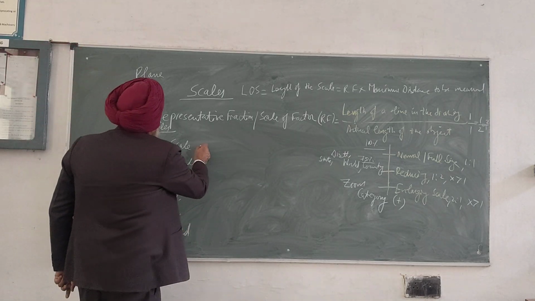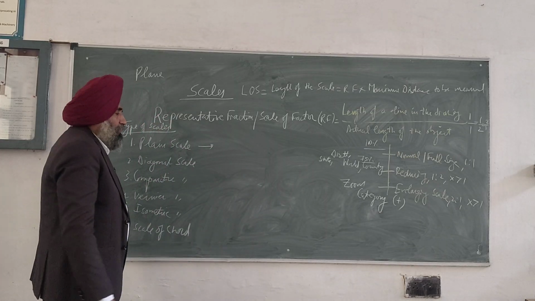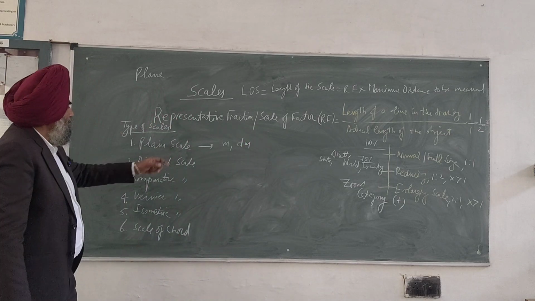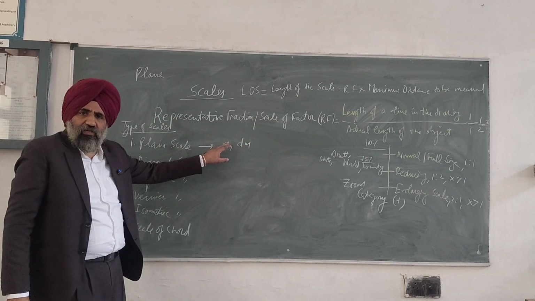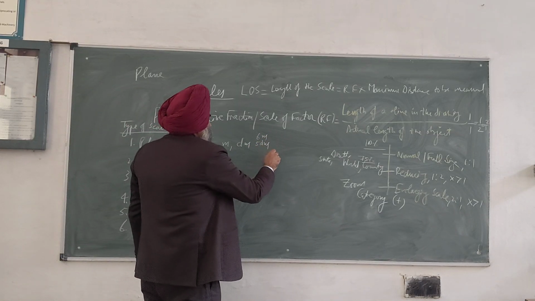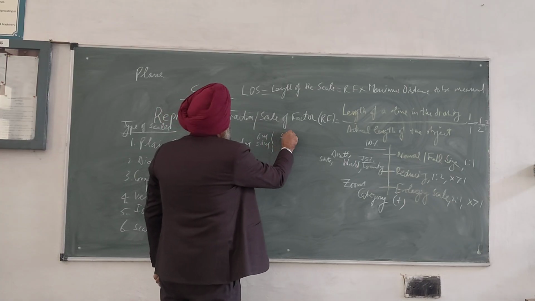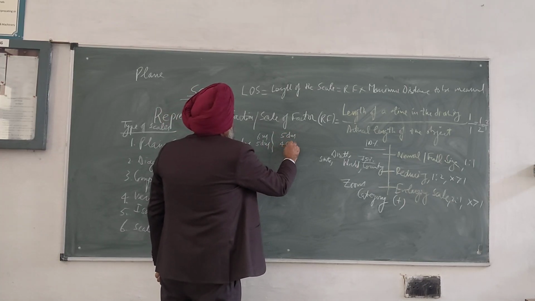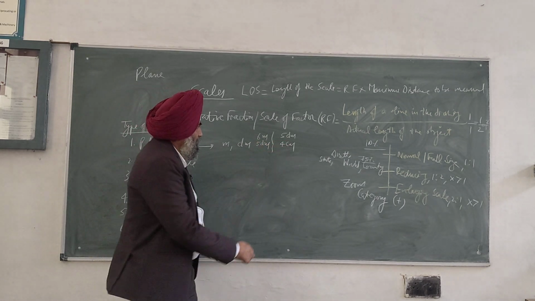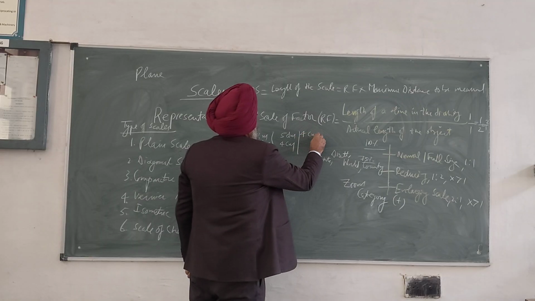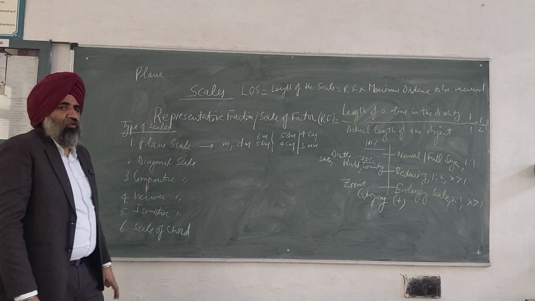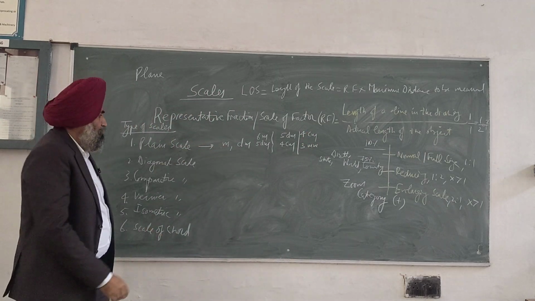If you are measuring a dimension up to 2 units, maybe meter, decimeter, let us assume 6 meter, 5 decimeter, or 5 decimeter, 4 centimeter, or 4 centimeter, 3 millimeter, there are two units involved. You will make use of the plain scale.